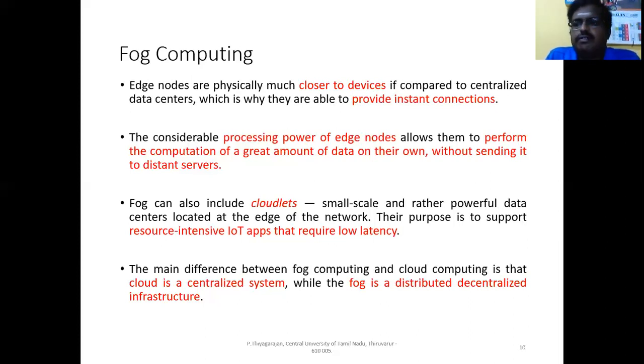The main difference between the cloud and the fog is this: the cloud is a centralized system. We have only one cloud. Whereas fog is a distributed infrastructure. We have the fog nodes distributed, and hence we call it a distributed, decentralized infrastructure. The cloud is centralized; the fog is decentralized. That is the main difference between the cloud and the fog.